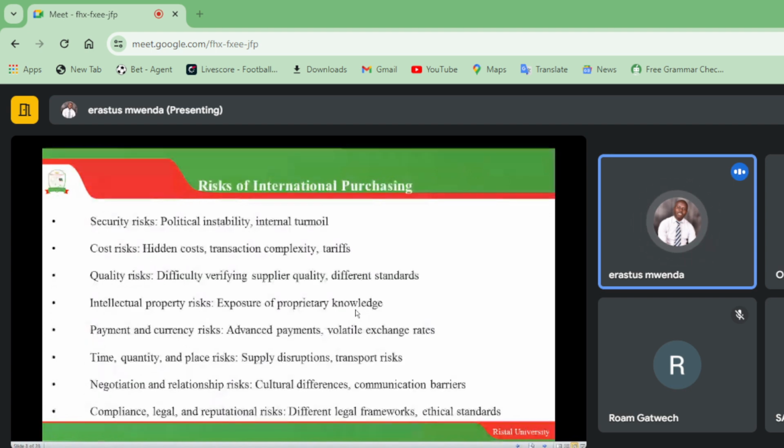A very, very interesting discussion here on this particular slide, where we want to understand the risks of international purchasing. What are some of the things that are going to affect our international purchasing venture? Number one, and a very, very common issue, is what we are calling security risks. And when you are talking about security risks, then we are talking about political instability.